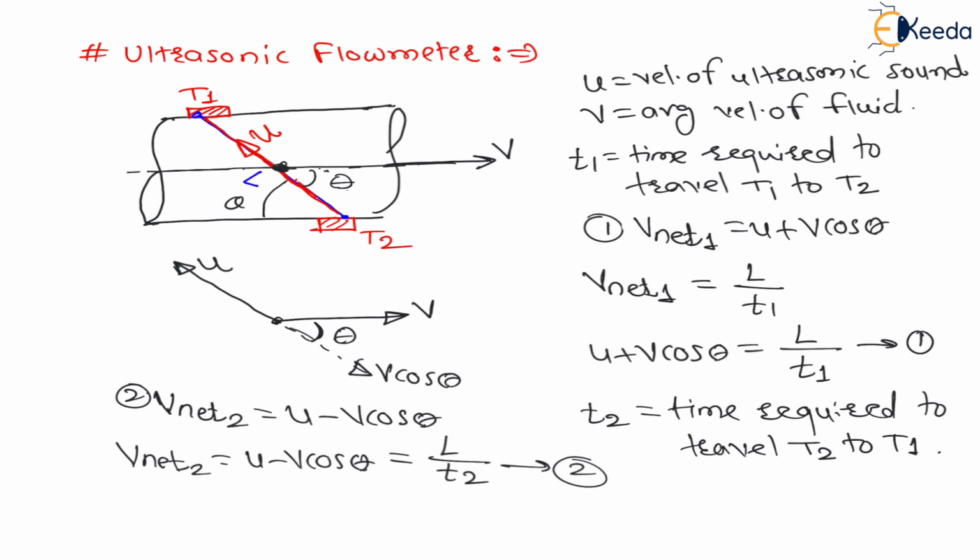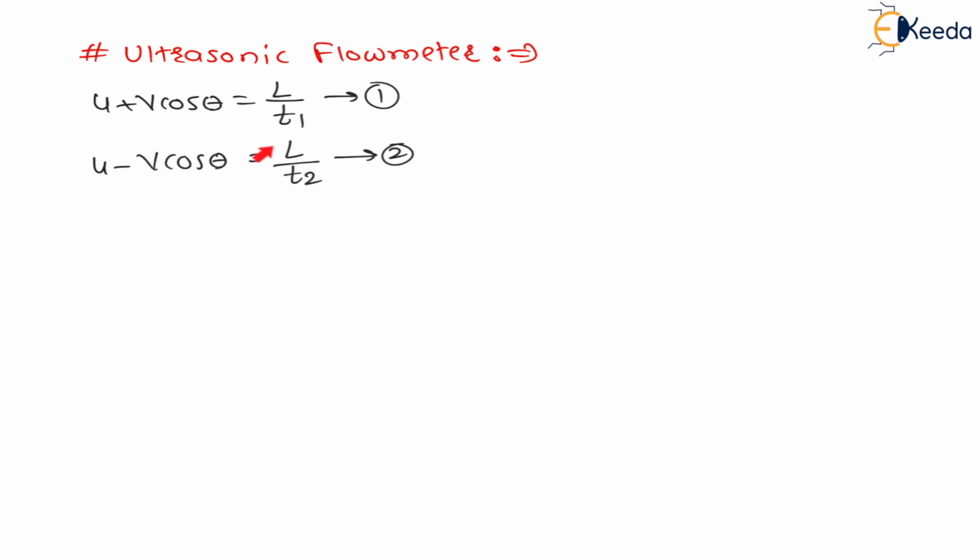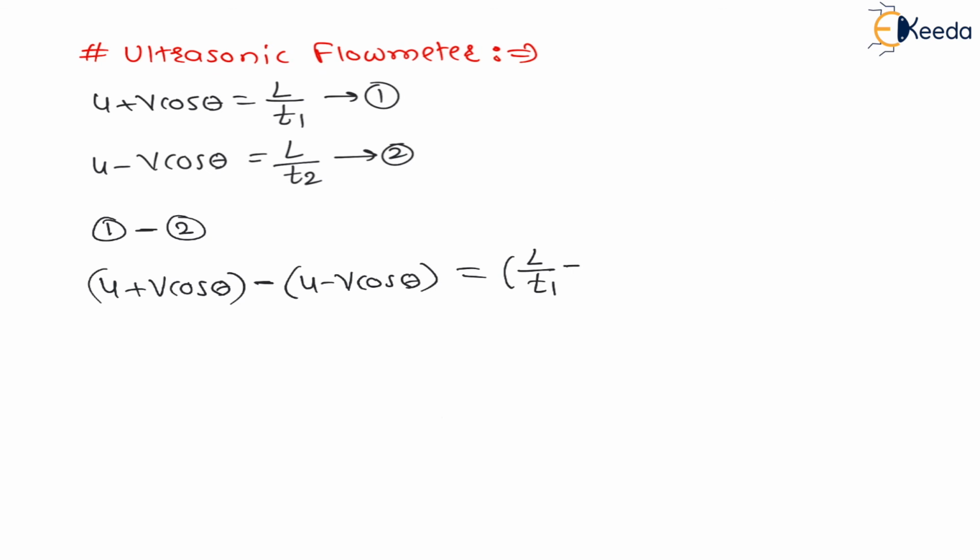Now we got two equations here. Now let us subtract the second equation from the first equation. So basically these are the two equations, we have already seen the diagram. Now if I subtract the second equation from the first equation, if I take 1 minus 2, then what will I get? 1 is u plus v cos theta minus 2 is u minus v cos theta. The left side is equal to, the right side will be, for 1, L by t1 minus, for equation 2, L by t2, right? Again this u minus u will get cancelled. Here minus minus will become plus, it will become 2v cos theta.